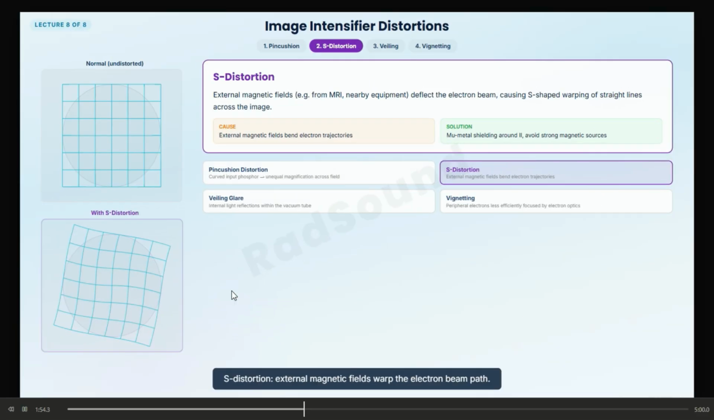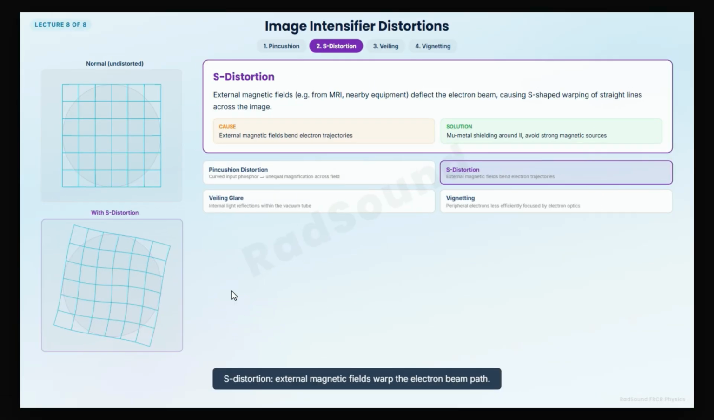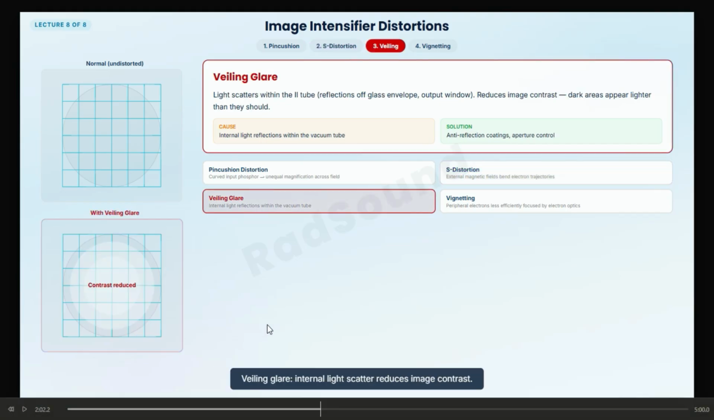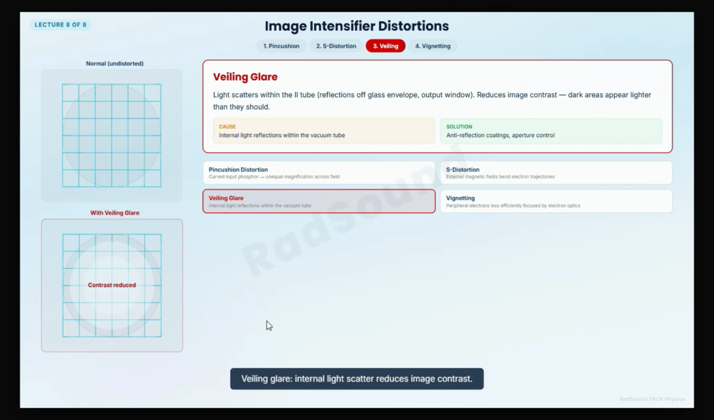The next form of abnormality or distortion that may happen to the image intensifier is called veiling. So what is veiling glare? In veiling, light scatters within the image intensifier, through reflection off the glass envelope. This reduces image contrast. Dark areas appear lighter than they should. So an area that should be darker might be lighter, brighter in the output image. The main cause is internal reflection within the vacuum of the tube.